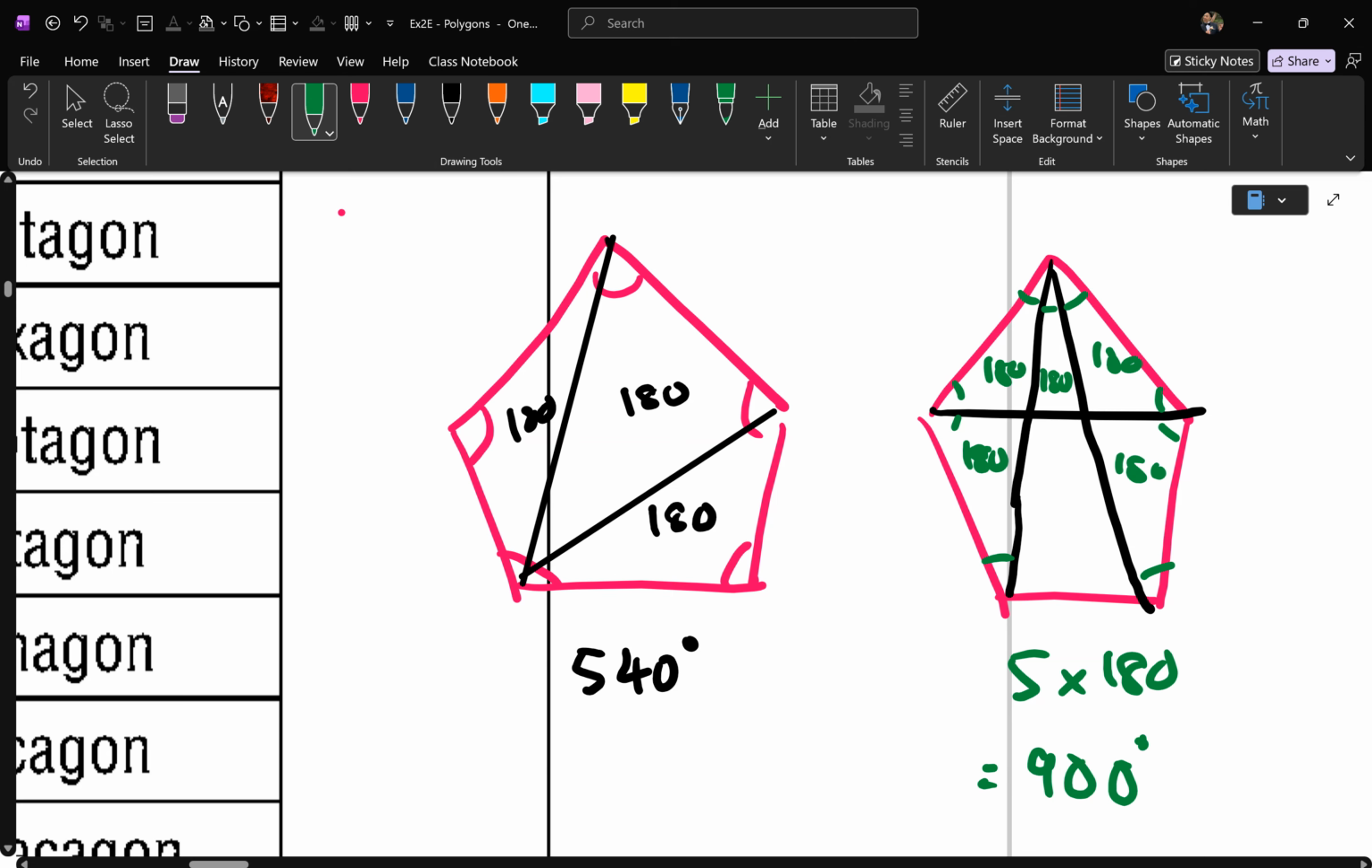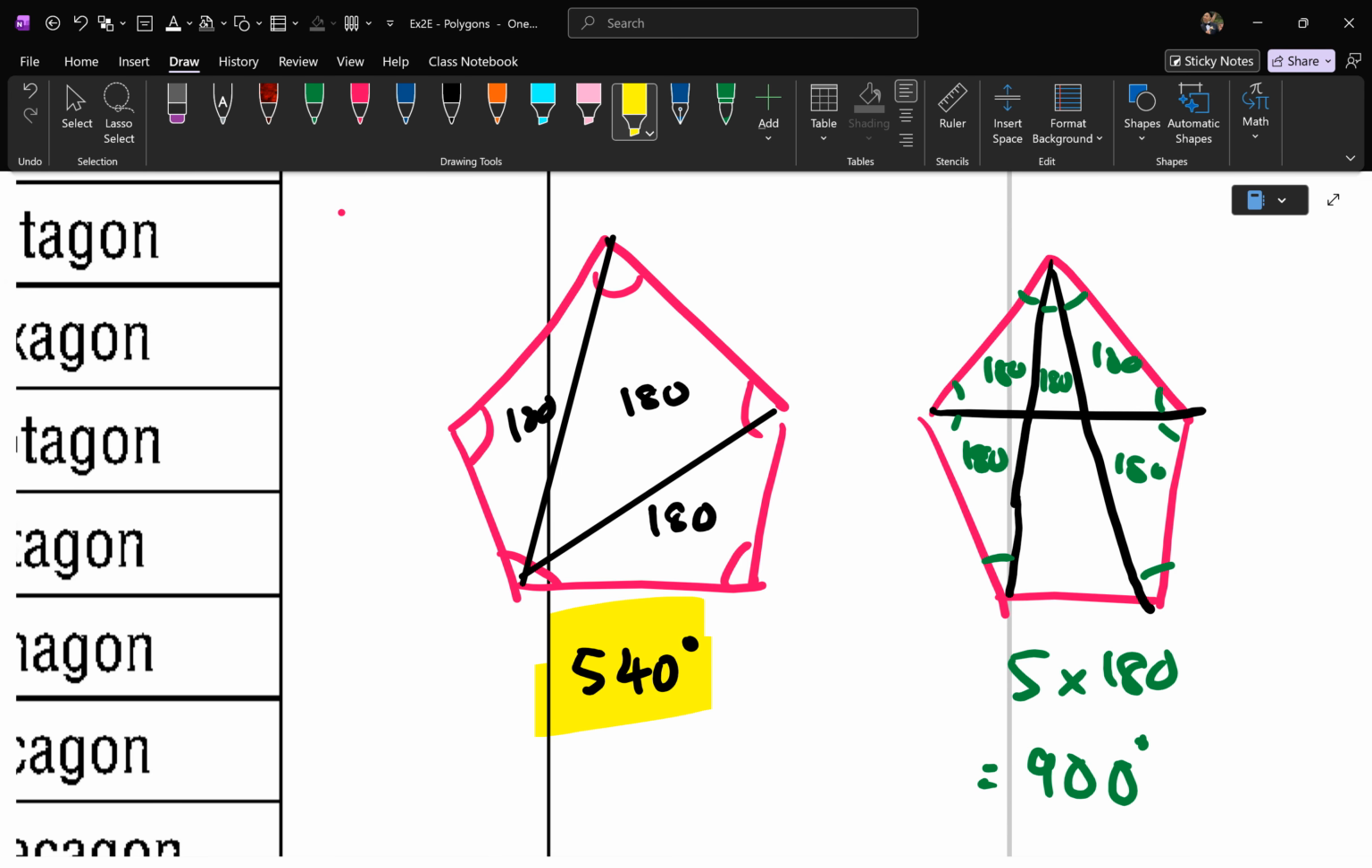Well, they're both incorrect. Hands up for both of them are incorrect. Hands up for one of them is correct. Hands up for 540 being correct. Hands up for 900 being correct. Okay, so most of us think it's 540. The answer is definitely 540, but I'm more interested, why is this one wrong?